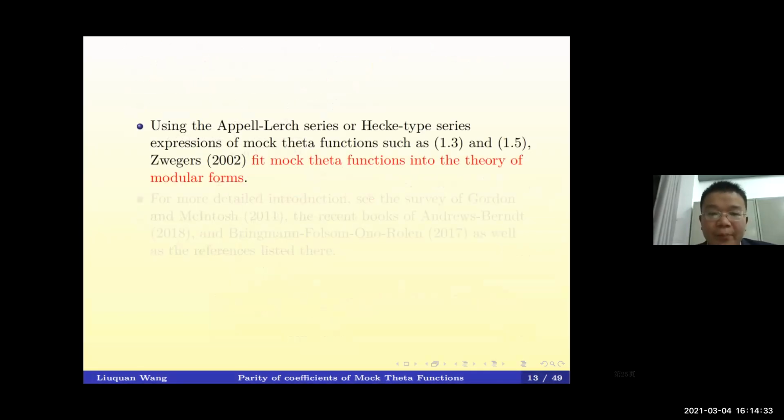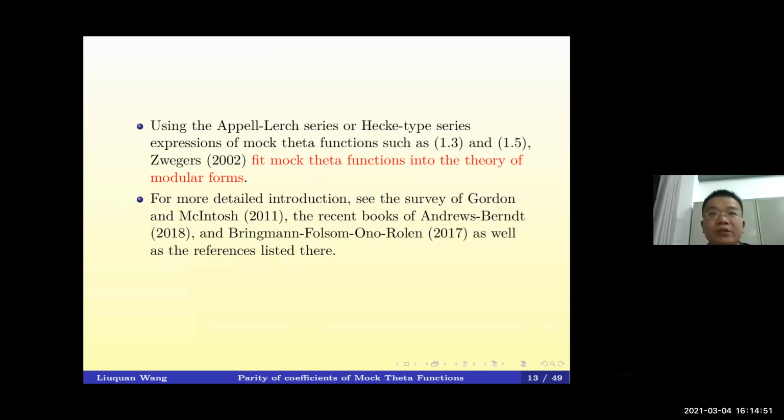And using the Appell-Lerch series or Hecke-type series expressions of these mock theta functions, such as the two given here, Zwegers, around 2002, fit mock theta functions into the theory of modular forms. And for a more detailed introduction, I recommend the survey of Gordon and McIntosh or the recent book of Andrews and Berndt, which I have just mentioned, and also the book of Bringmann, Folsom, Ono, and Rolen, Harmonic Maass Forms, which will also be a good reference.